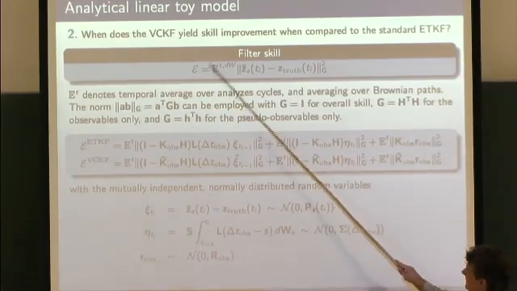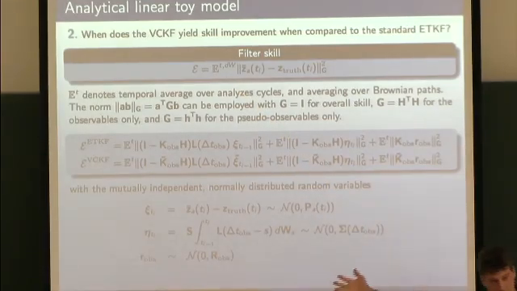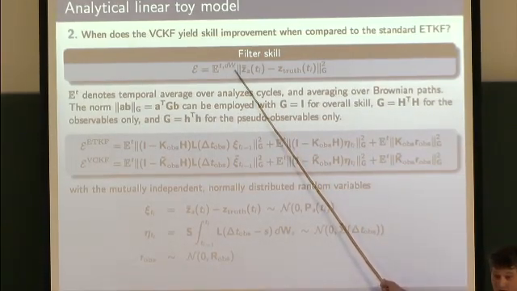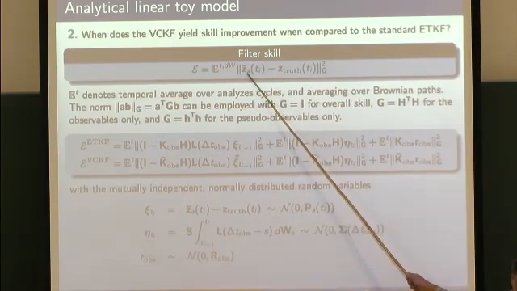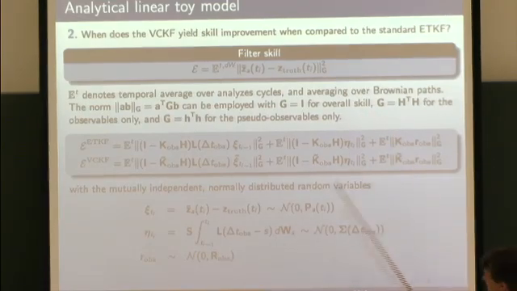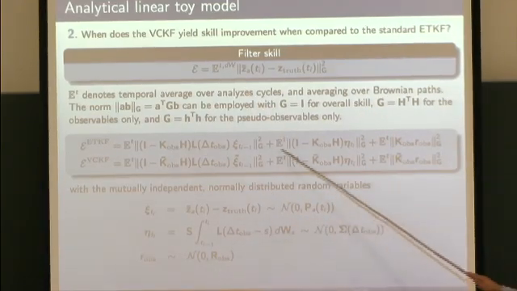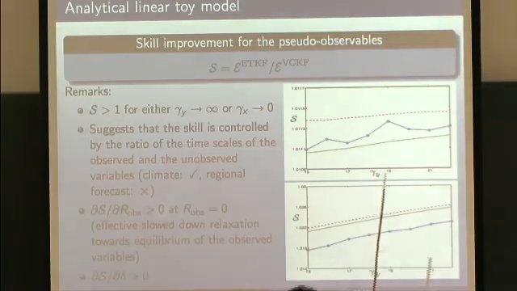Well, actually the R is missing here, but we define an error as an expectation value over time and over realizations of our Brownian motion, our stochastic driving dW, of our analysis minus what we actually know about the truth. We can look at this norm either for the whole space, just for the observations, or just for the pseudo-observations. That's this G here. After some tedious algebra, you come up with these expressions, which are probably not very insightful, and you can evaluate them numerically.